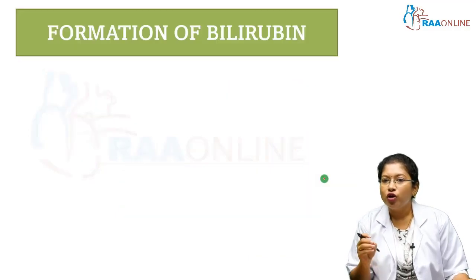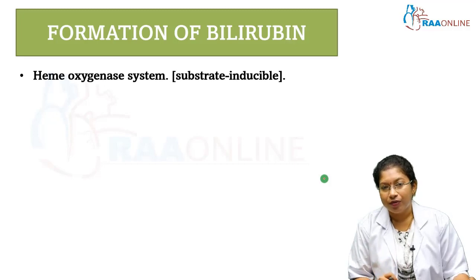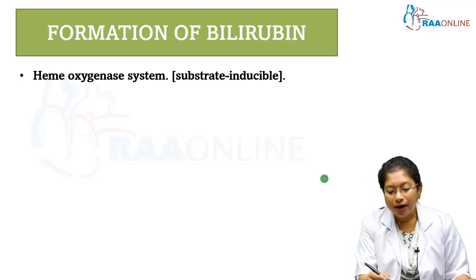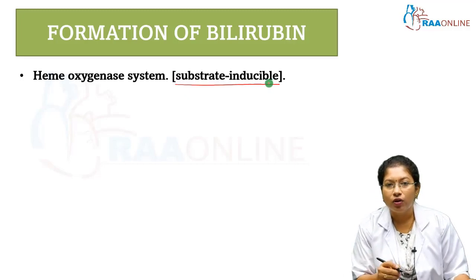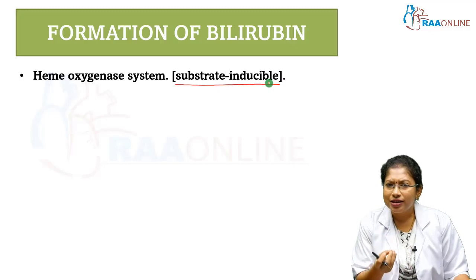So, formation of bilirubin. How is the bilirubin formed from heme? By the heme oxygenase system. Okay, it is present in the endoplasmic reticulum, so it is called the microsomal heme oxygenase system. It is substrate inducible. The system is inducible by any substrates.